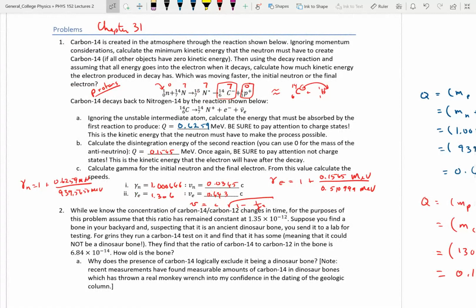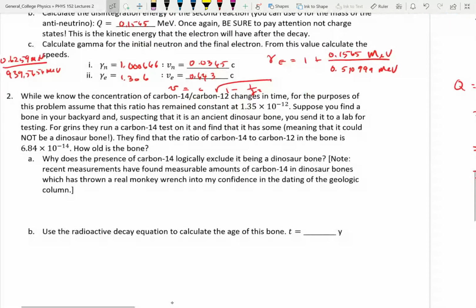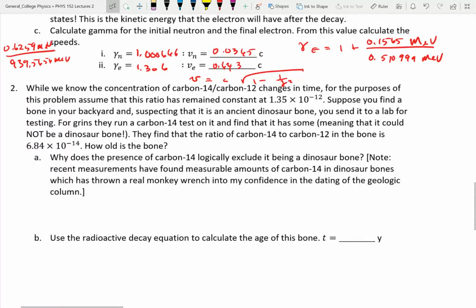Okay, so that's the first one, and once again, I apologize for A. I was thinking it was going to be negative when I did my work. I got those numbers and didn't think about what they meant.